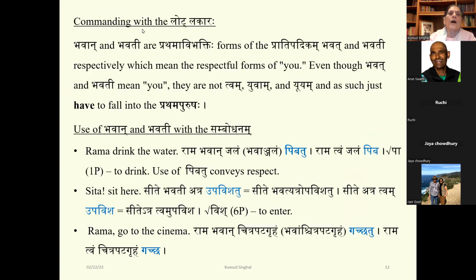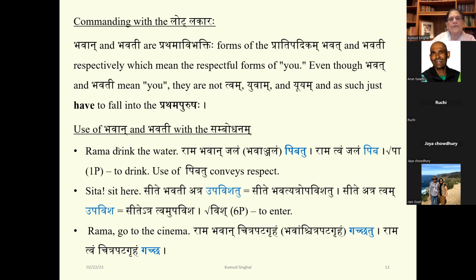Okay, so commanding with Lot Lakara. As I said before, Lot Lakara is used more when you are asking somebody to do something. So bhavan and bhavati are the prathama vibhakti forms of the pratipadikam bhavat and bhavati, respectively, which means the respectful forms of you. Even though it means you, it is used in the prathama vibhakti.